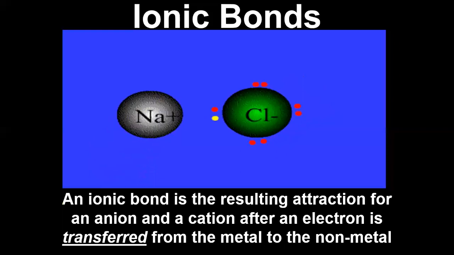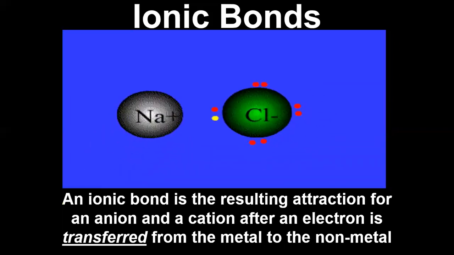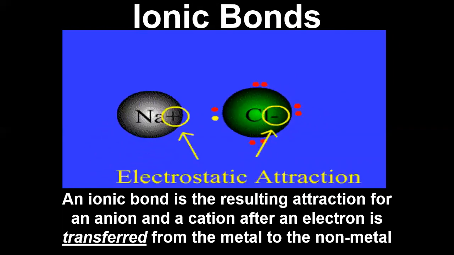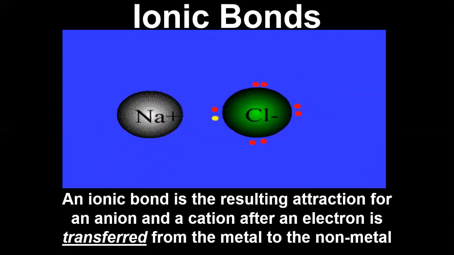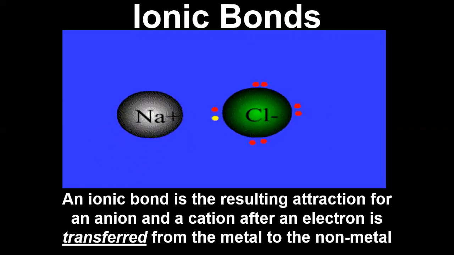This is another diagram in order to clear your concept. Sodium has one electron in its outermost shell and chlorine has 7 electrons in its outermost shell. So sodium will lose its electron to form a positive charge and chlorine will gain an electron to form a negative charge. Such electrostatic attraction will result in the formation of an ionic bond. An ionic bond is the resulting attraction between an anion and a cation after an electron is transferred from a metal to a non-metal.